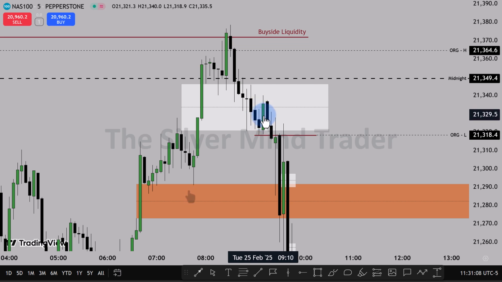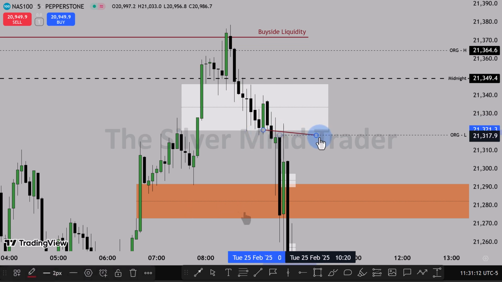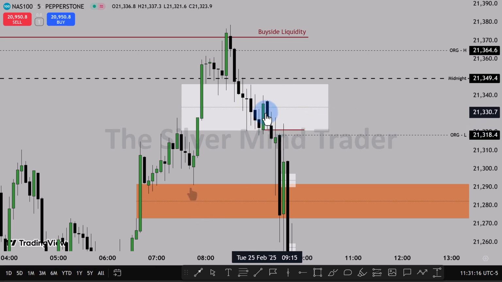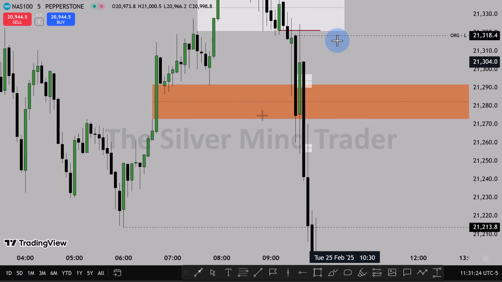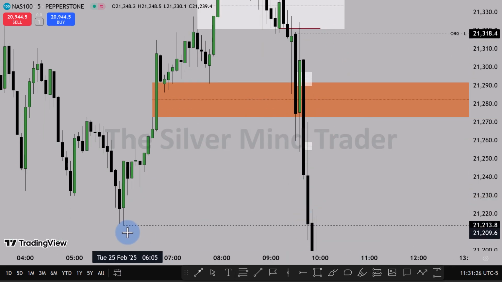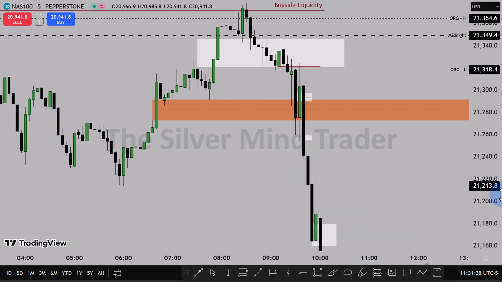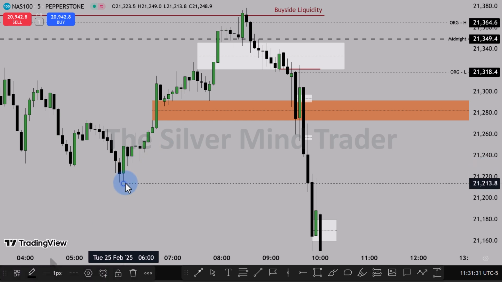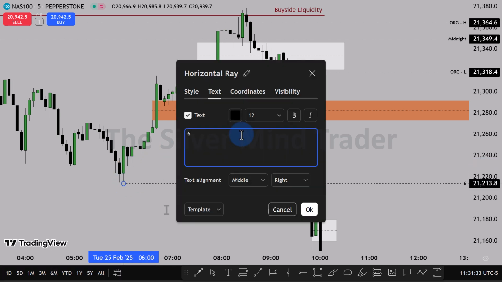So this candle here, if I now refine that properly, that's a very, very nice bearish order block. You can see how the market traded up to that level and we began to drop lower. This is a low from 6 a.m.